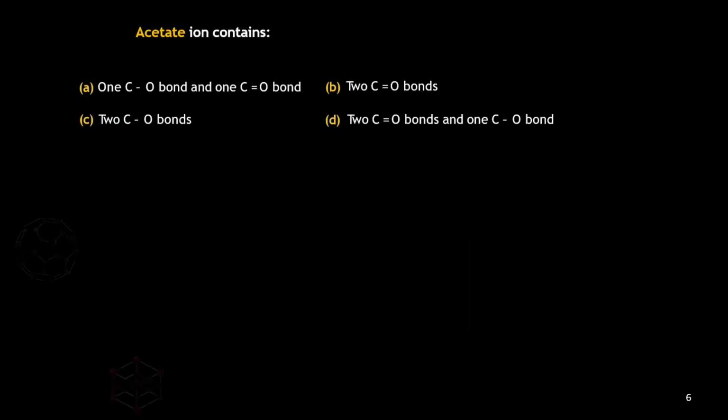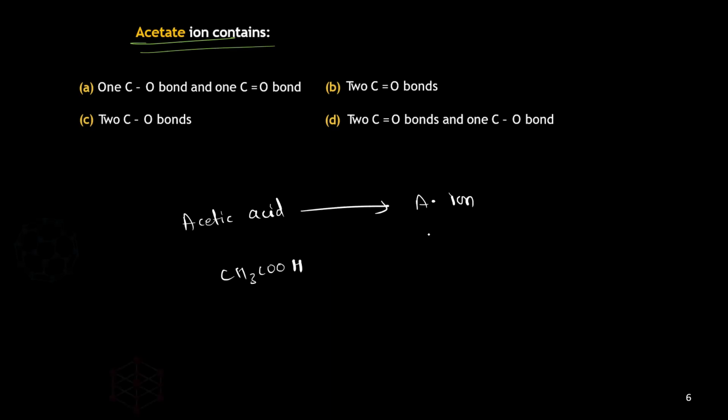Now see here, acetate ion. Tell me what the answer will be. What is the acetate ion? It is formed from acetic acid. Acetic acid is CH3COOH, and it is converted into the acetate ion. That means the hydrogen breaks its bond, and it turns into CH3COO minus and H plus. So tell me, what is the option? Come on, quick.